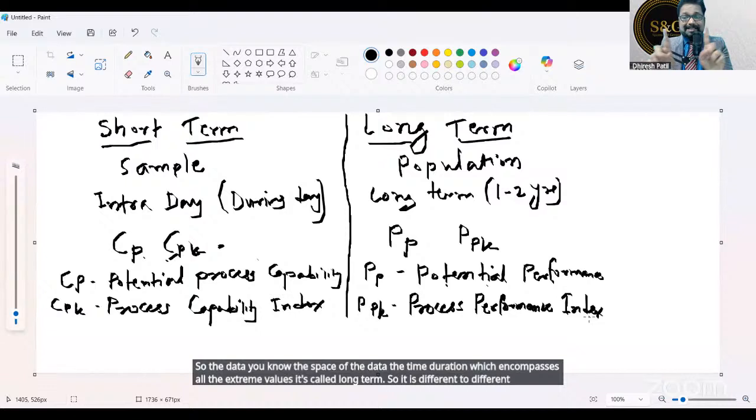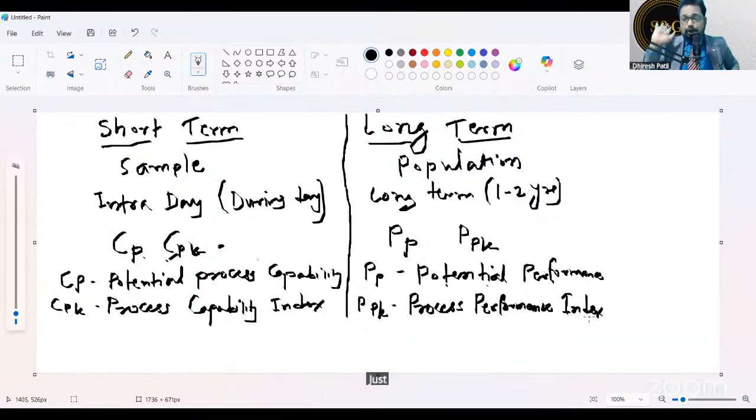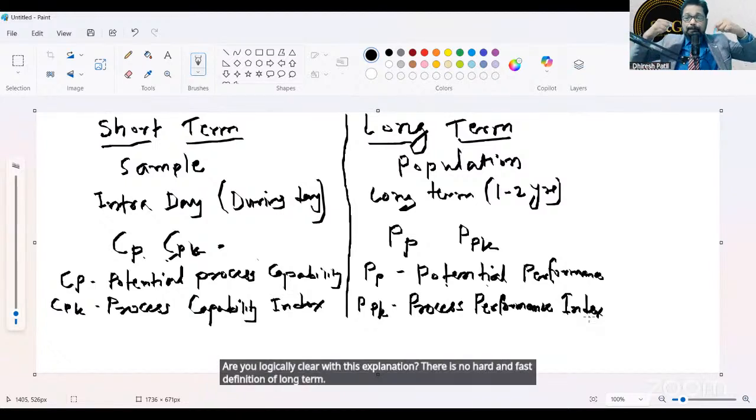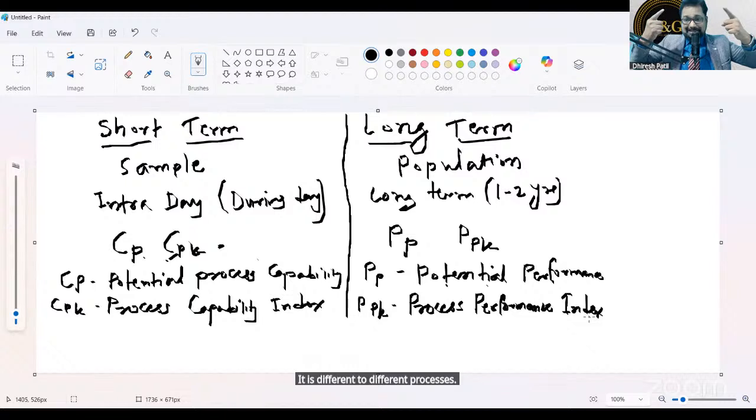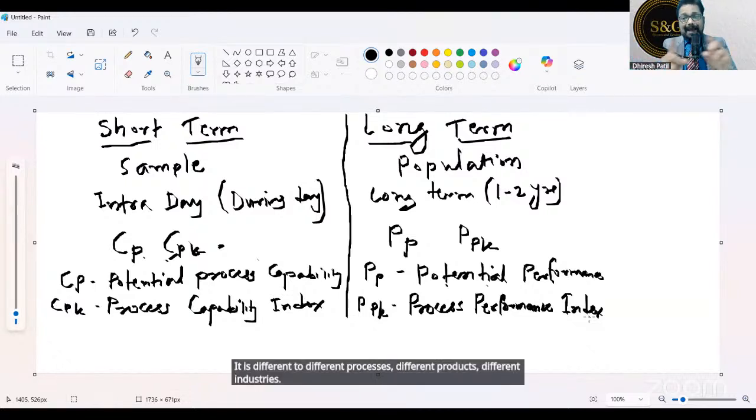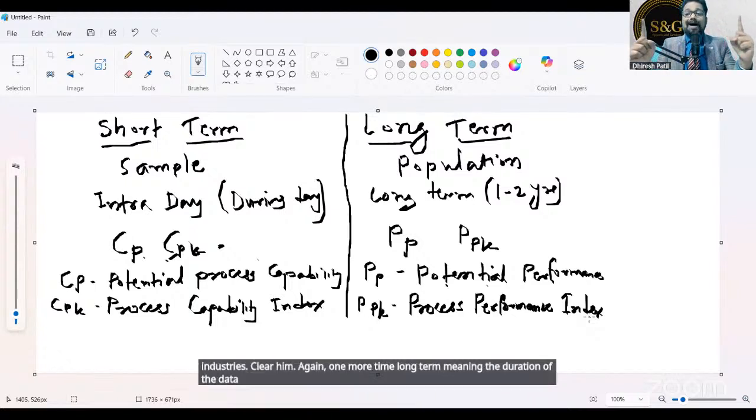Are you clear with this definition? Just type yes in the chat box. Are you logically clear with this explanation? There is no hard and fast definition of long term. It is different for different processes, different products, different industries. Clear? Again, one more time. Long term means the duration of the data which encompasses all the extreme values is called long term data.